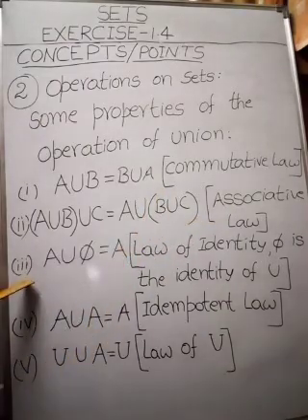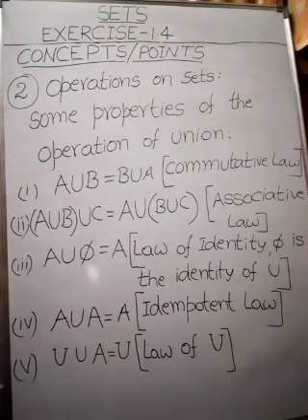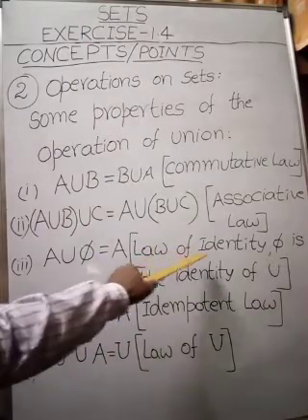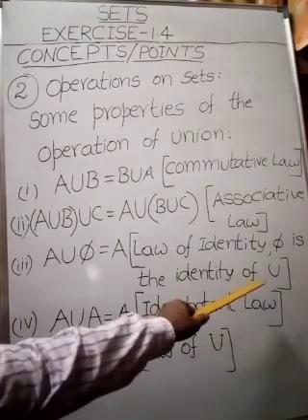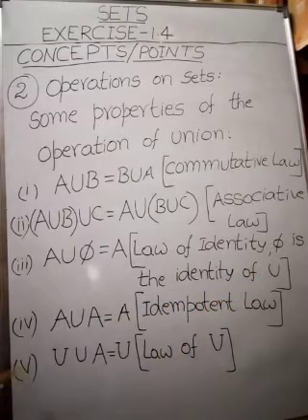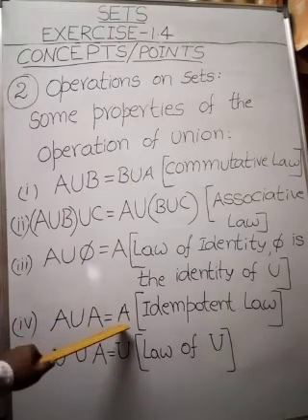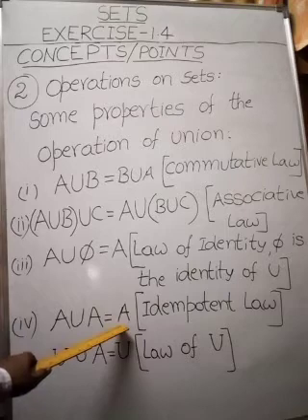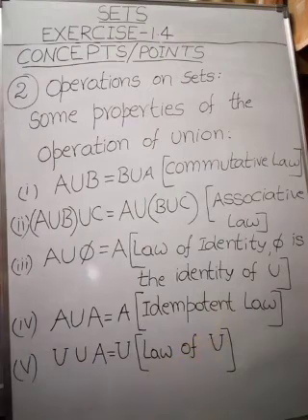Now come to the third property, A union phi is equal to A. In the case of addition, A plus 0 is equal to A. Do you remember that property, my dear children? That is called the law of identity. Here phi is the identity of union. Now come to the fourth property, A union A is equal to, again we get the same set A. This property or this law is called idempotent law.